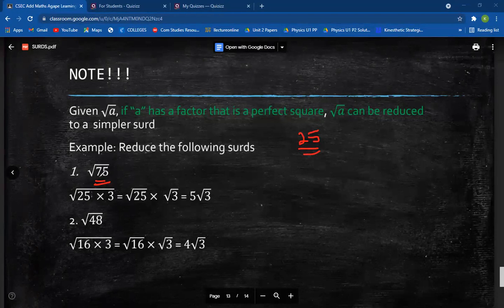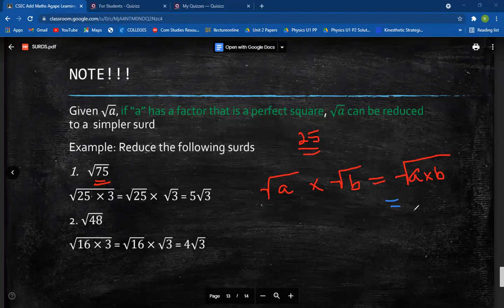So what do we say? 75 is the same as 25 times 3. Remember this law for multiplication: square root of a times the square root of b is the same as the square root of a times b. So if I said 75 is the same as 25 times 3, this is the same as saying the square root of 25 multiplied by the square root of 3. Everybody good with that?